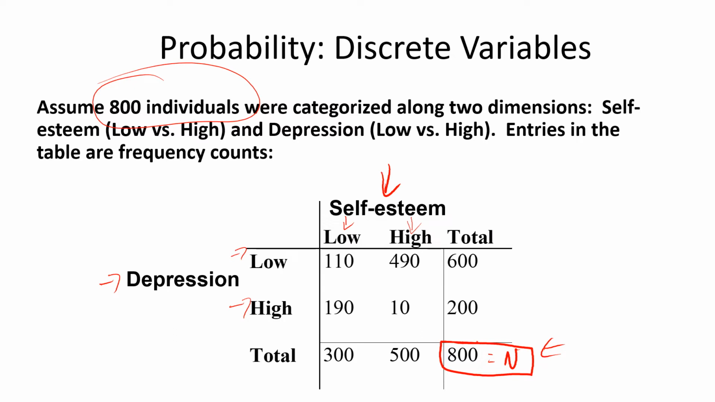And then if we looked at just depression, we come all the way over here to these two values. We're just looking at depression, ignoring self-esteem. 600 people have low depression, 200 people have high depression. Then if we just looked at self-esteem, ignoring depression, we note that 300 had low self-esteem and 500 had high self-esteem.